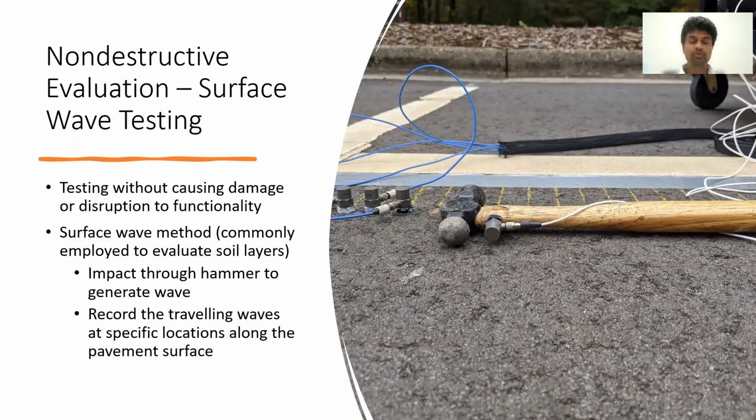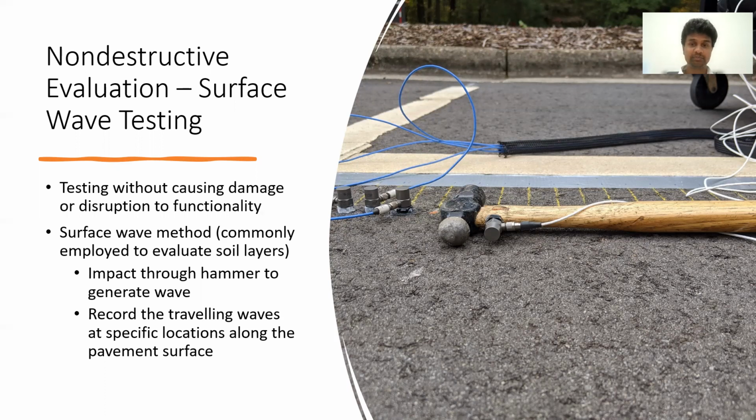In order to do this, we're going to be using what are called non-destructive evaluation techniques. As the name suggests, these techniques are used to evaluate properties of materials or structures without causing any damage or disruption to their functionality. Specific to our research, we're going to be using a surface wave method, which is commonly used to evaluate properties of soil layers, which are similar in structure to pavement layers.